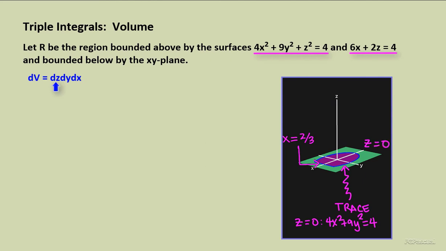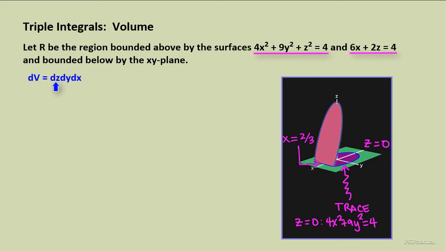Now for the fun part, the upper boundary. The upper boundary is more complicated. It is made up of two pieces. One piece comes out of the ellipsoid, another piece comes out of the plane 6x plus 2z equals 4. So one piece of the solid starts at z equals 0 and finishes at the ellipsoid. Another piece starts at z equals 0, then finishes on the plane.